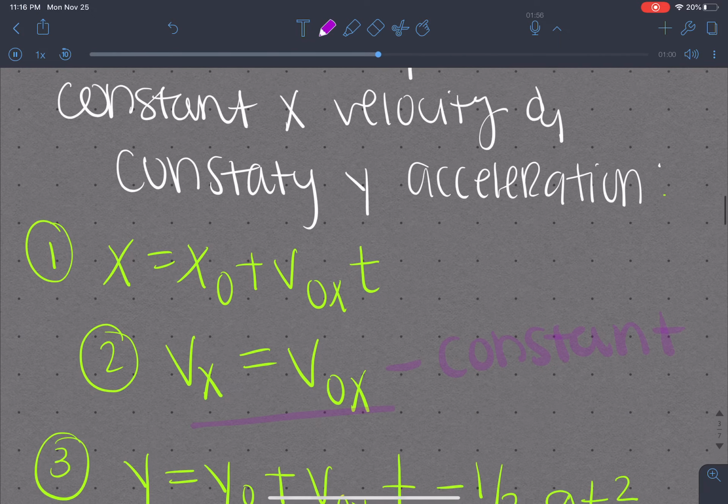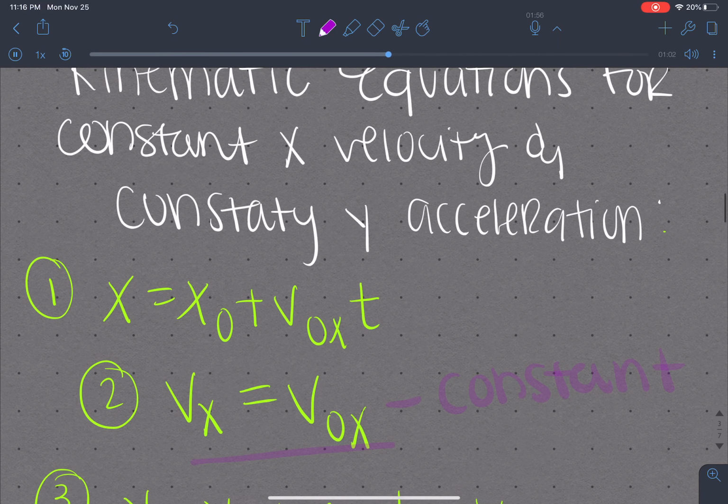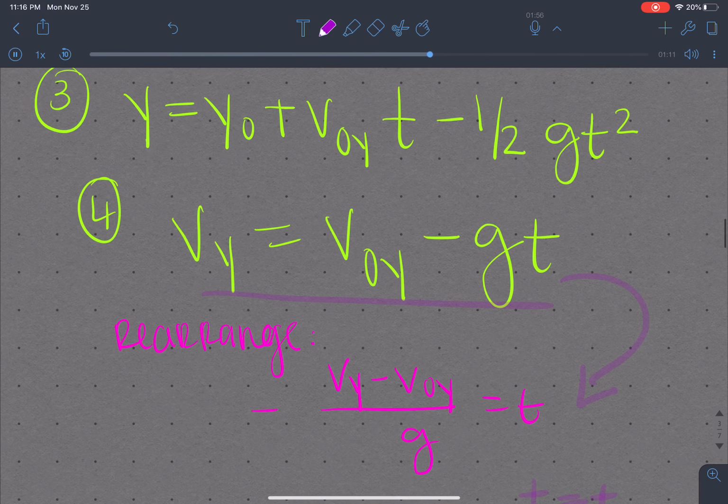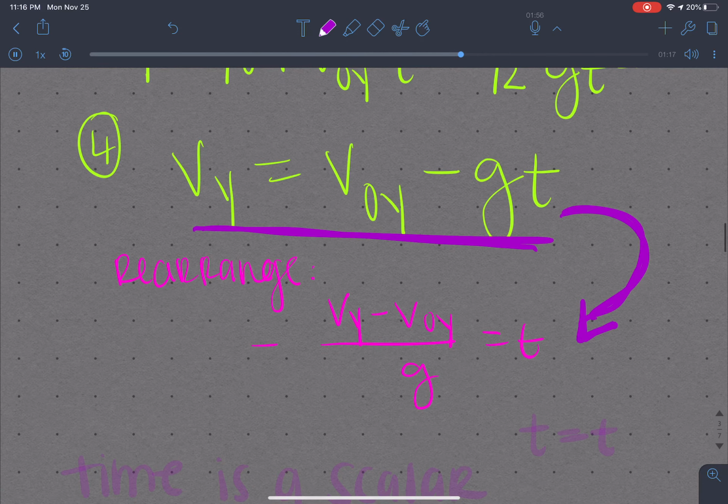All right. So if you look at the kinematics equations, you would see that Vx equals V naught, which means that it is constant throughout the flight. And then if you go down to equation number 4 and rearrange that, you would see that Vy minus Vy initial over gravity equals time.